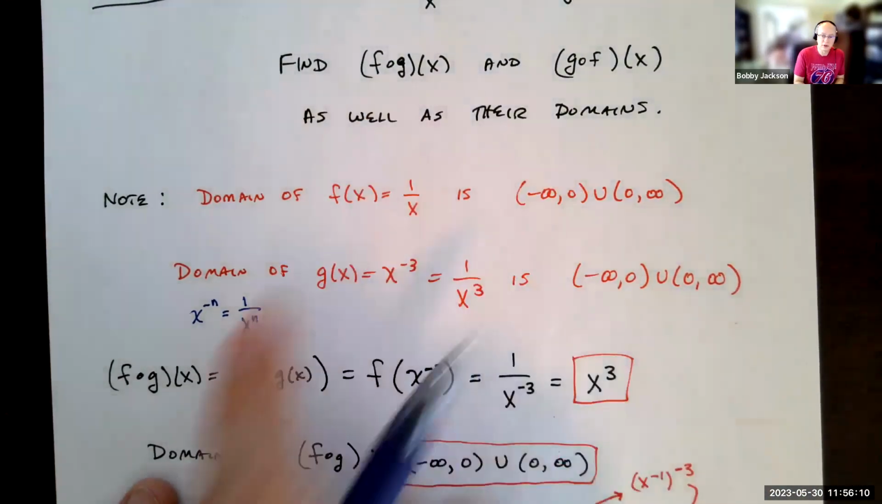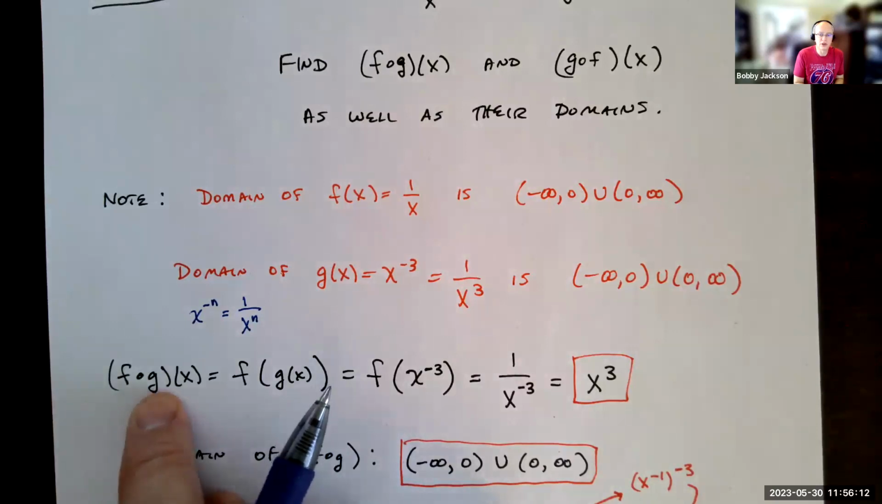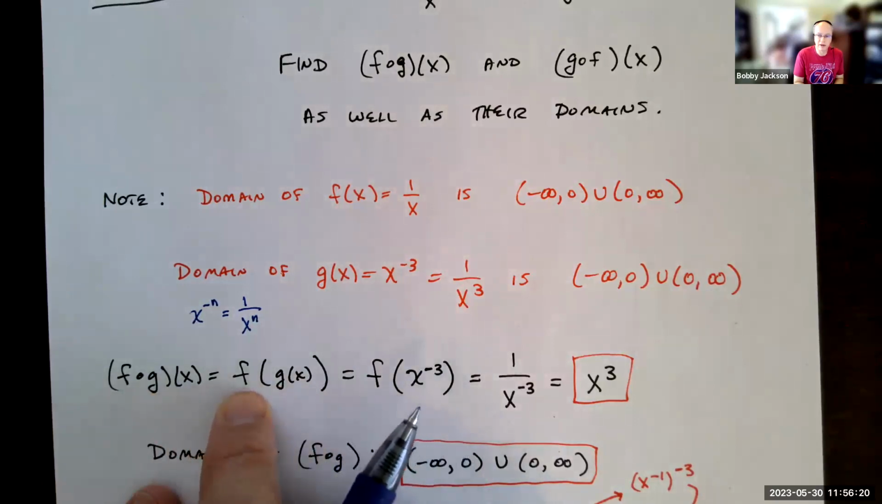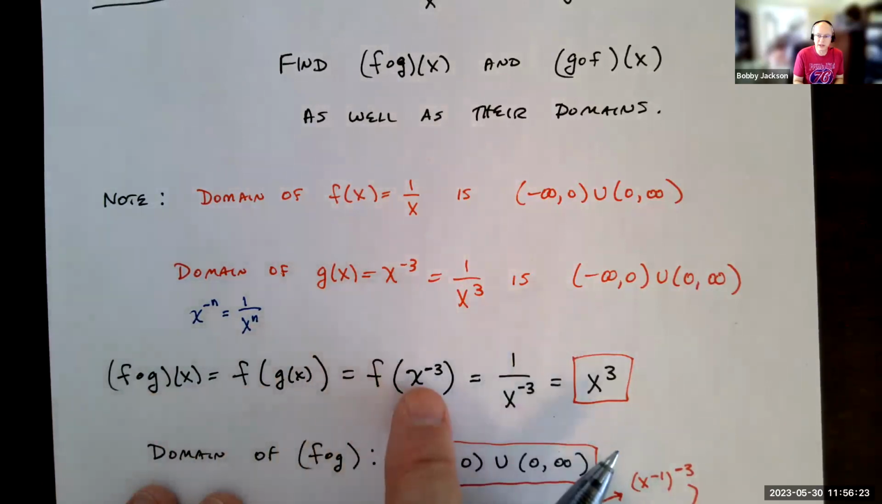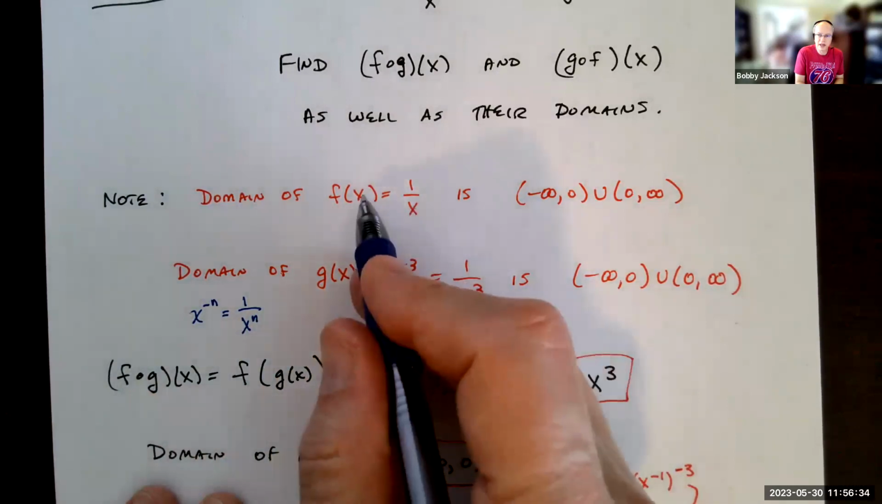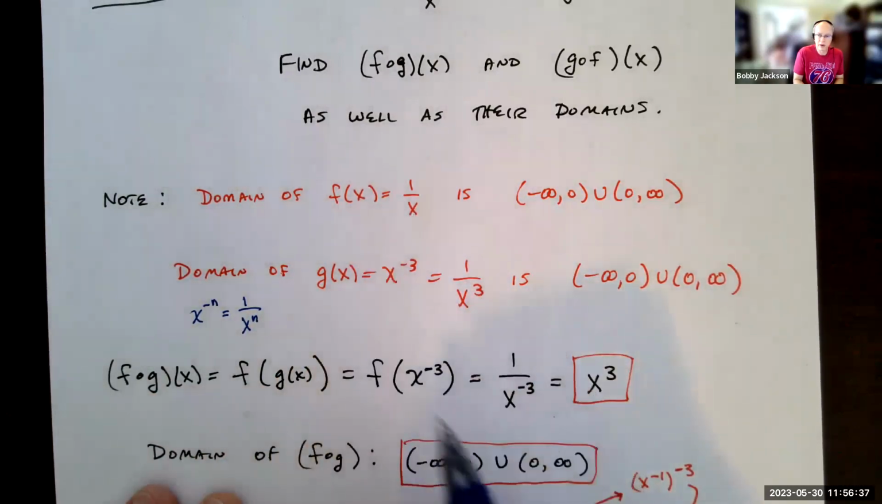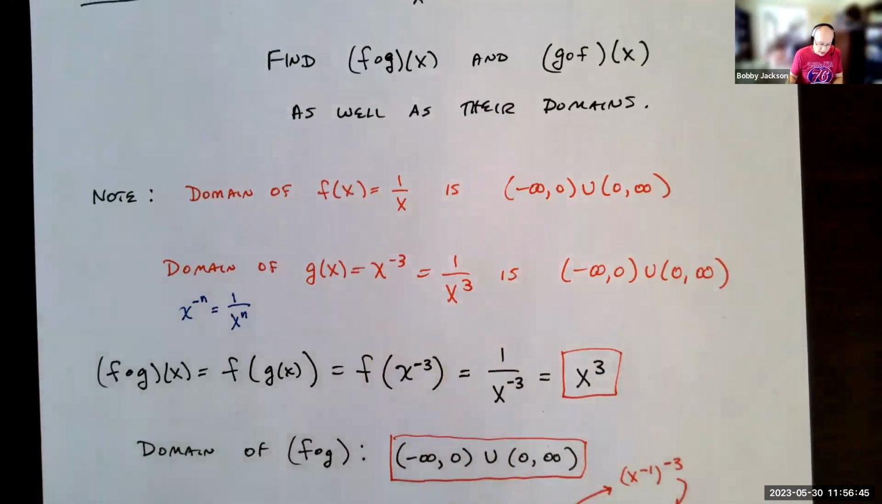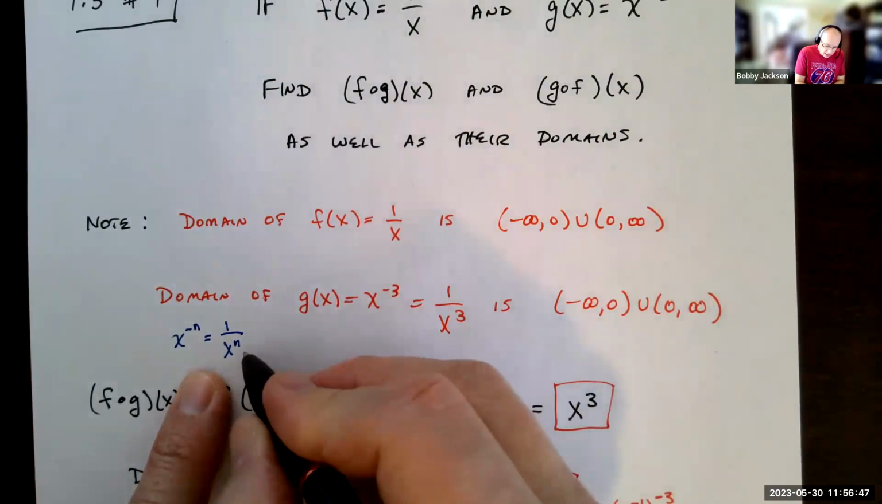So let's find f circle g, f composed with g. That is defined to be f of g of x. So we're going to take the output of the function g of x and plug it into the function f. The function g of x is x to the negative third power, and I'm going to plug that into the function f of x. In f of x, I'm going to replace the x with x to the negative third power. So that should be 1 divided by x to the negative third power. Well, what is that? That's just x cubed, and it comes directly from this same situation here.